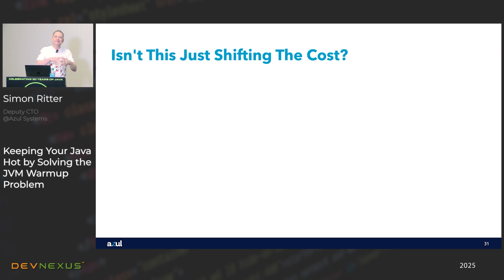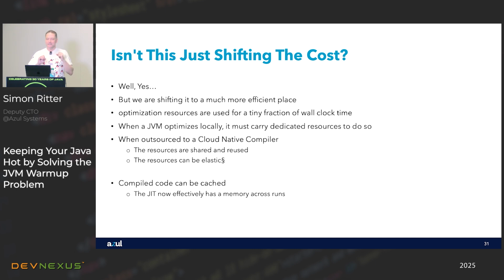But of course you could say, well, isn't this just shifting the cost? We're shifting the cost from the local JVM to a centralized service. But yes, we can take advantage of the fact that it's centralized. We can do it in a more efficient place. We can reuse our code when we have the ability to do that. So we're not necessarily compiling things every time.